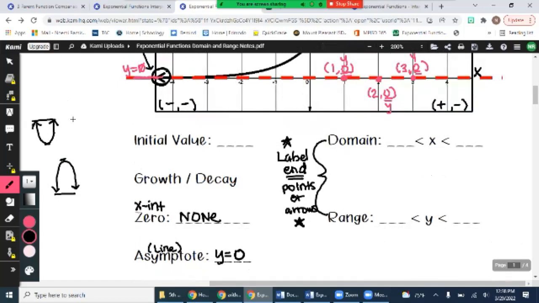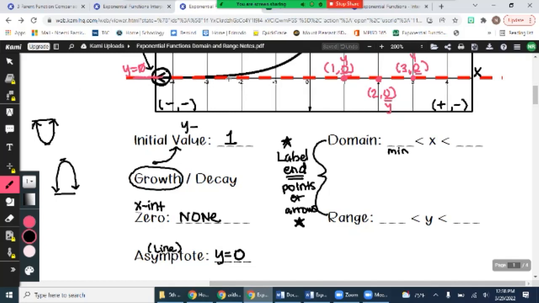What is the initial value? 1. And when I'm asking for the initial value, I'm asking specifically for which one? Y value, the initial y value. Okay. Now, if you look at that graph, is the line going up or down from left to right? Up. So that means we're looking at exponential growth because the line is going upwards. Okay. And now for domain and range. Now for the main part of the lesson.